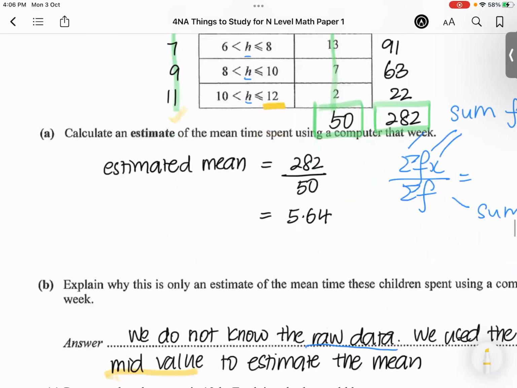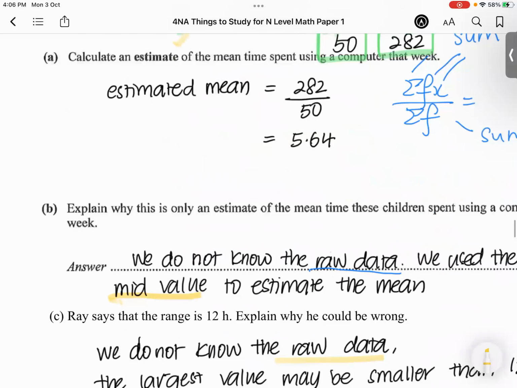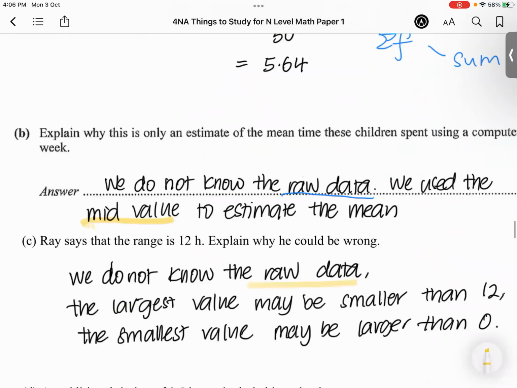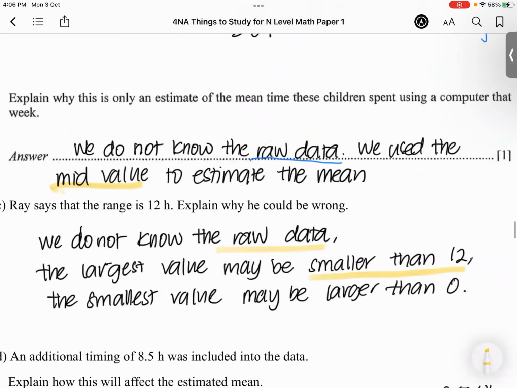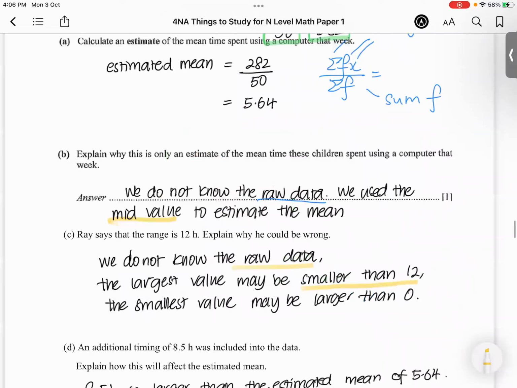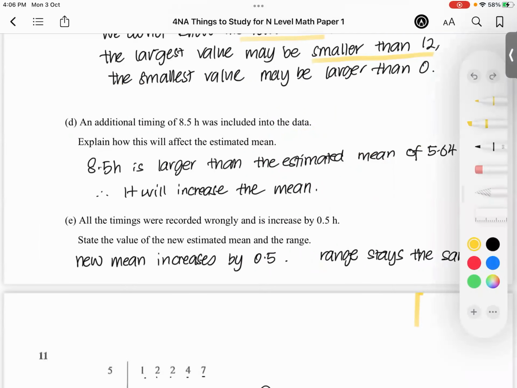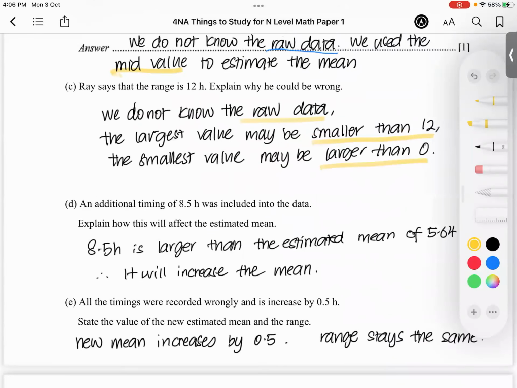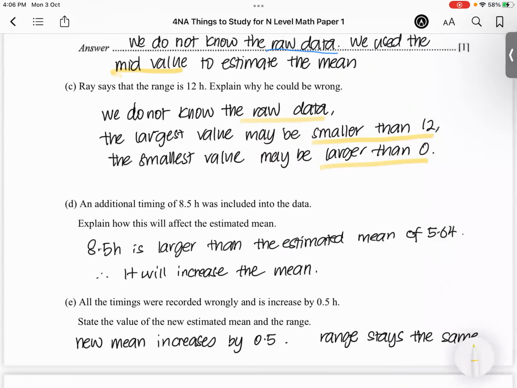So the largest value may be smaller than 12. At the same time, they say the smallest value is 0. This one is greater than 0, so it need not necessarily be 0. The smallest value can be a number larger than 0. So in this case, if that's the case, when we subtract, the range will not be 12.